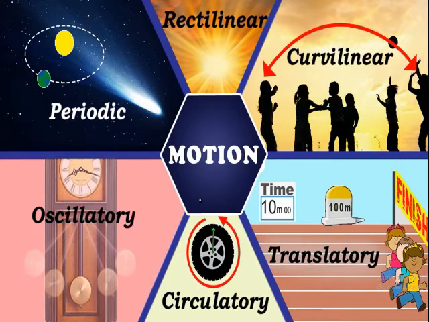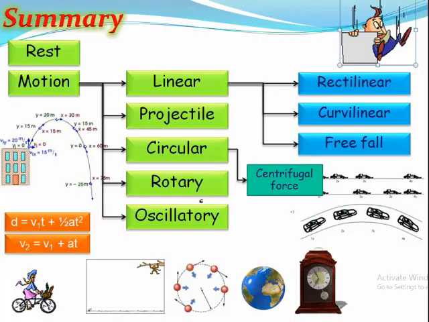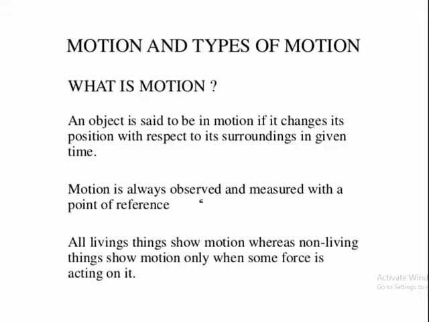Now we will discuss motion. There are different types of motion, like periodic motion, rectilinear motion, curvilinear motion, translatory motion, circulatory motion, and oscillatory motion. Non-periodic and some other names are there. We will discuss all this right now. Motion means linear. Under linear come rectilinear, curvilinear, free fall, projectile motion. Circular motion means centrifugal motion, rotary motion, and oscillatory motion. These are the different types of motion we will discuss.